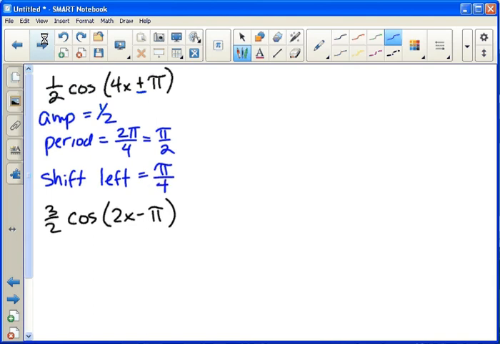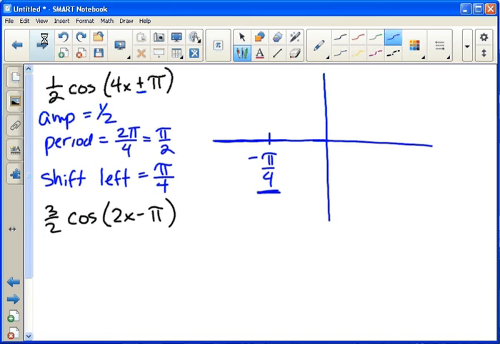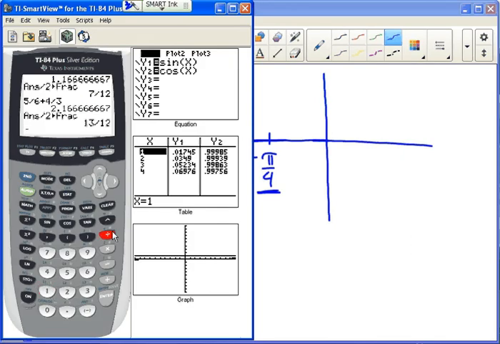Alright, so you're going to have to watch real carefully on this one. We're going to start, because we're shifting to the left, that's this direction. So we're going to start over here at negative pi over 4. Because we're shifting left, that means negative pi over 4. Now we need to figure out our endpoint. Remember, to figure out your endpoint, you take your starting point and add your period. So we need to add negative pi over 4 to pi over 2. Well, that's really just negative 1/4 plus 1/2. So we should end at positive pi over 4.